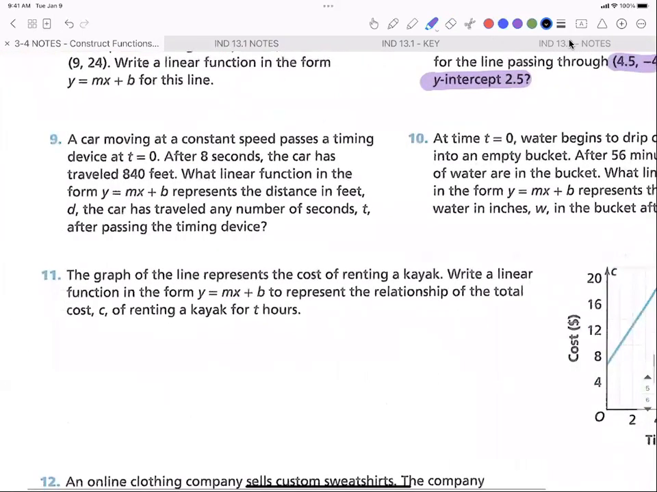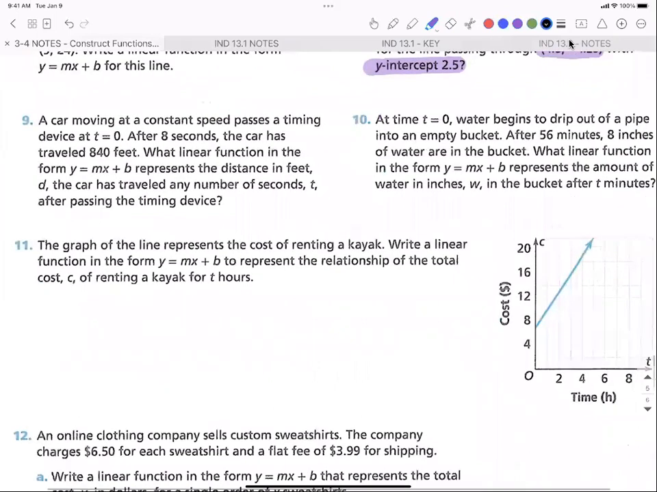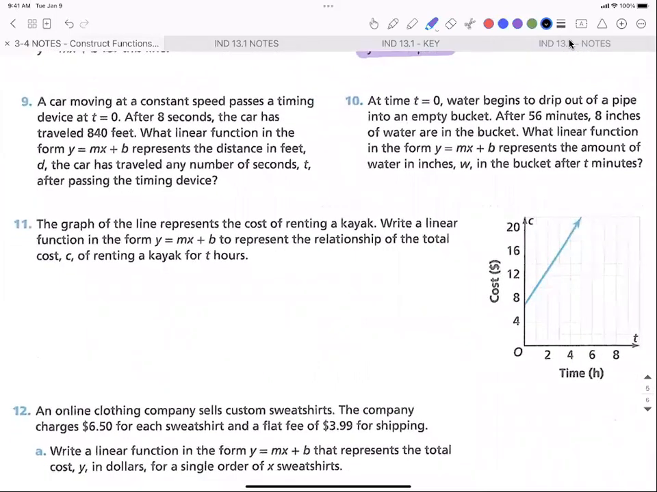All right, we're going to do number 9 and 10 because you do have ones like this on your homework. They're very similar, and I'm going to point out a difference real quick, and then when we go to do them, it'll make more sense.